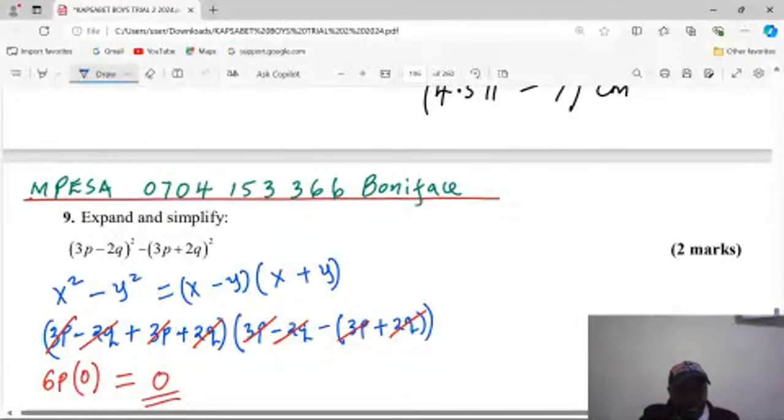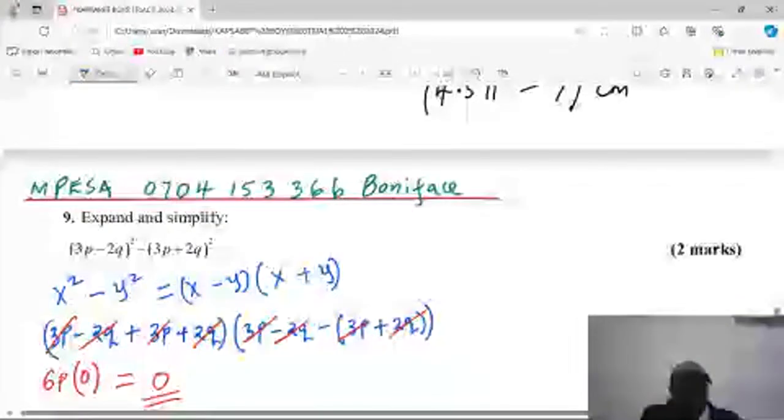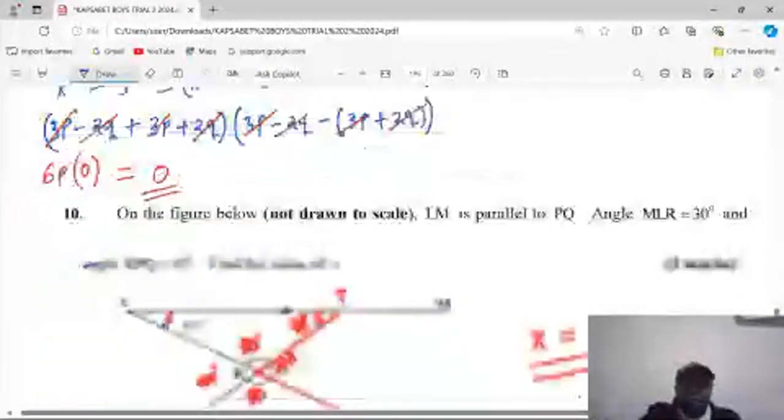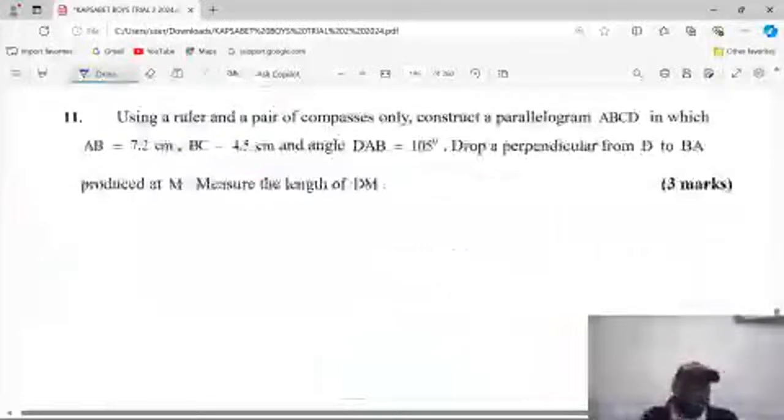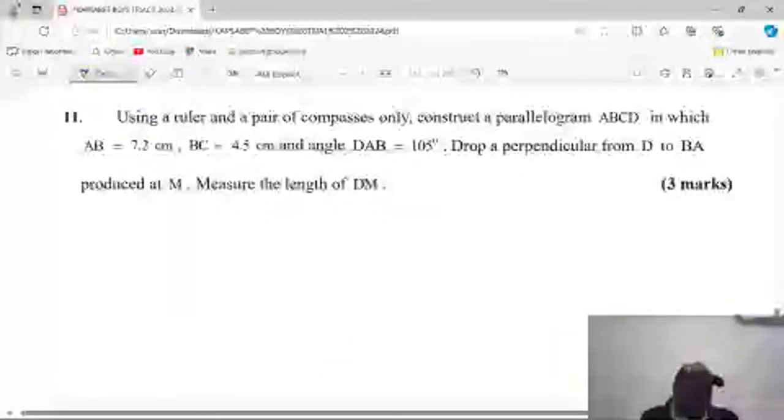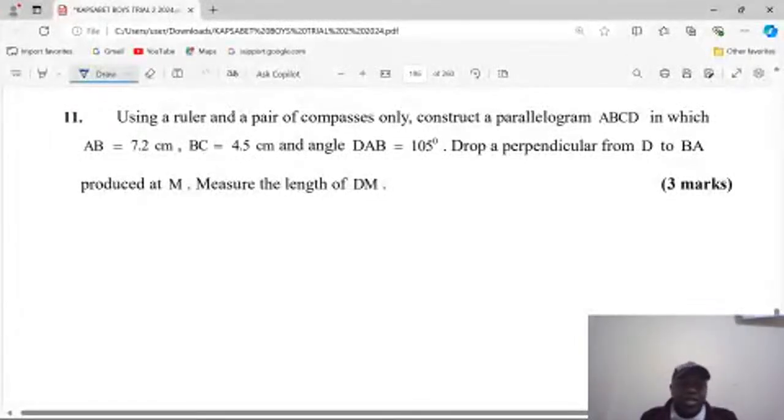Let's continue learning. Let's continue doing it. Mathematics for life. NAPA 11, which is on geometry and constructions. On this one, I'm going to issue some guidance using a ruler and a pair of compasses only.